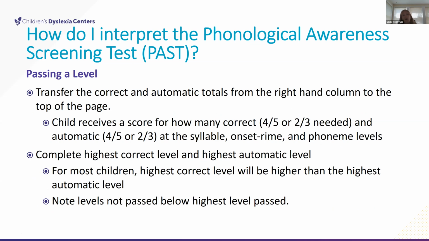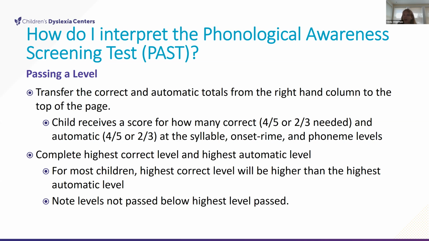Passing a level. So once you have the scores tallied up on the right-hand column, you're going to transfer that information to the top of the page. Child receives a score for how many correct, 4 out of 5 or 2 out of 3 are needed, and how many automatic, again, 4 out of 5 or 2 out of 3, at the syllable, onset rhyme, and phoneme levels.